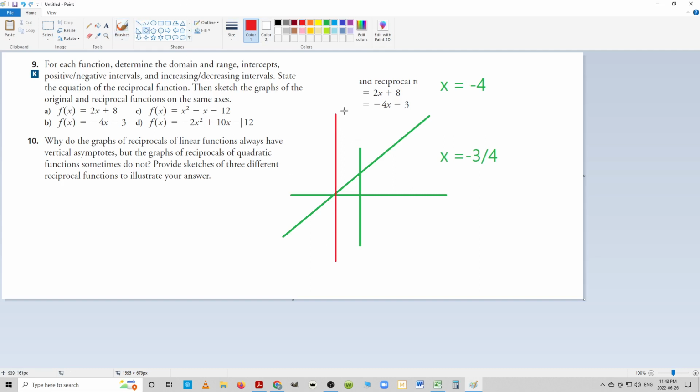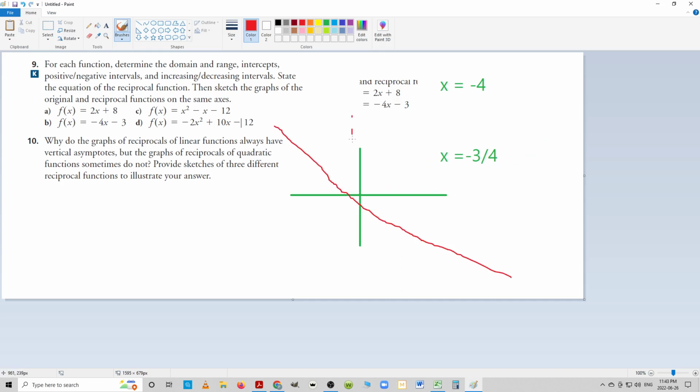And wherever the line was positive, the graph would be positive. And wherever the line was negative, the graph would be negative. So that would be this first one right here. 1 over that would look like that, where the asymptote is there. The other one is just slightly downward facing, and it's going through the x value of -3/4 right there.